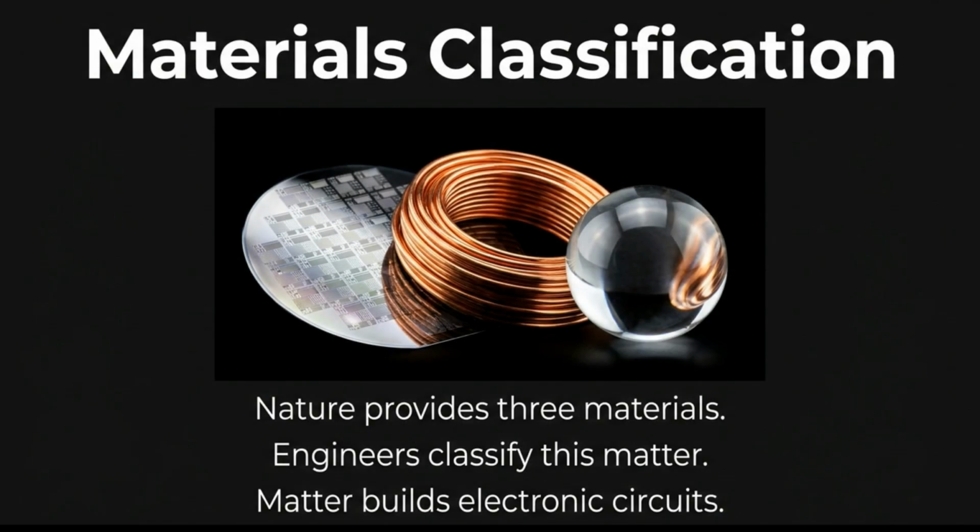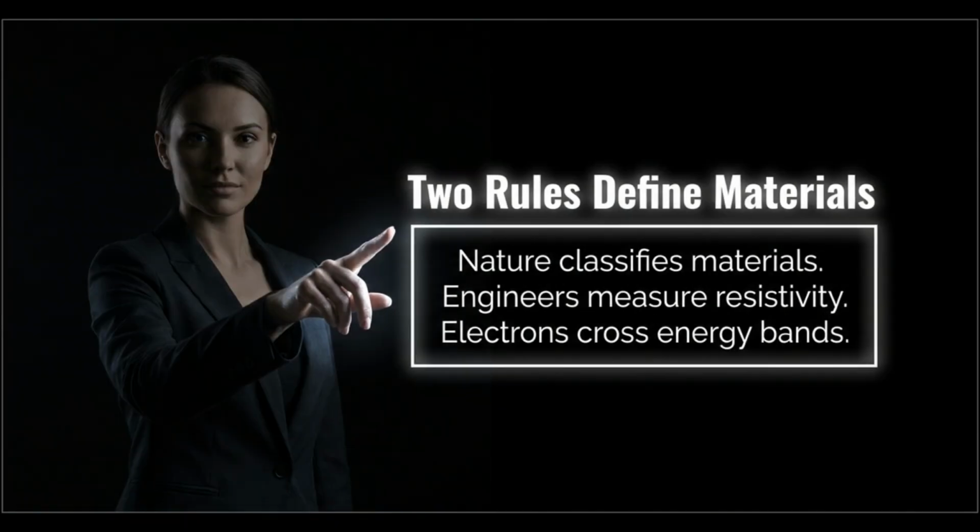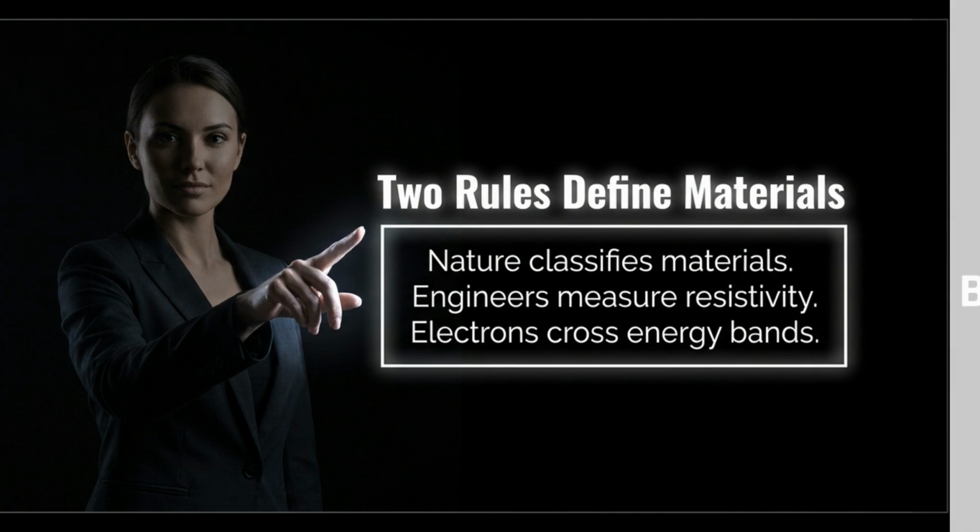This video explores the classification of materials essential for modern electronics. Nature provides three fundamental types of materials, which engineers classify to build electronic circuits. Two key rules define these materials. Nature classifies them based on how electrons cross energy bands, and engineers measure their resistivity to categorize them.